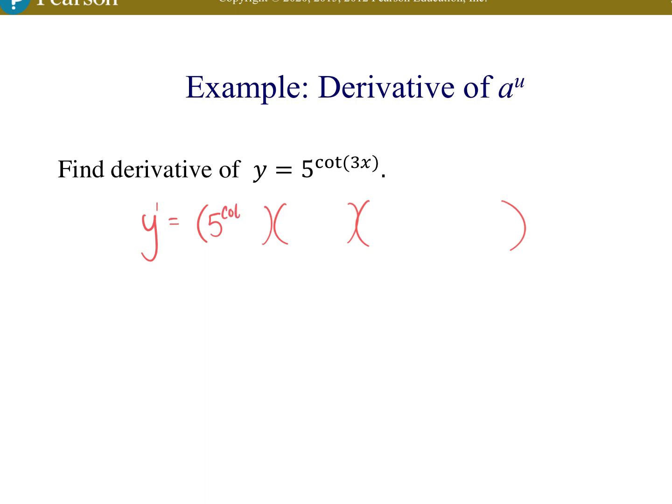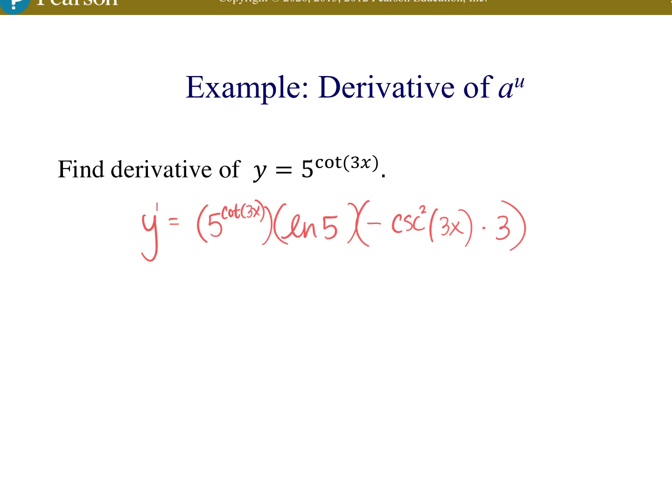Five to the cotangent of 3x. All right, you're doing great. Times the natural log of 5. Okay. Negative. Good job. Good job. Okay. Times 3.